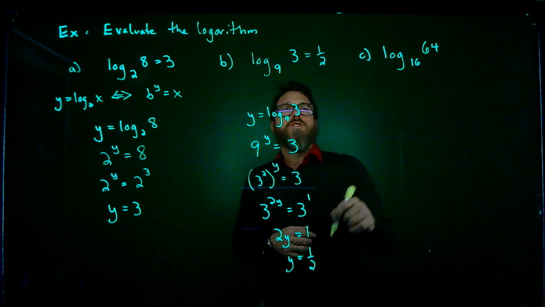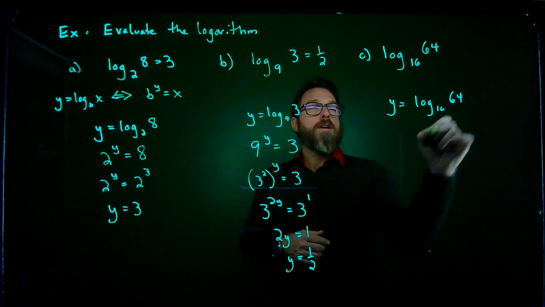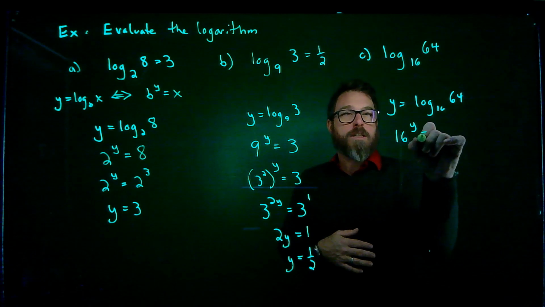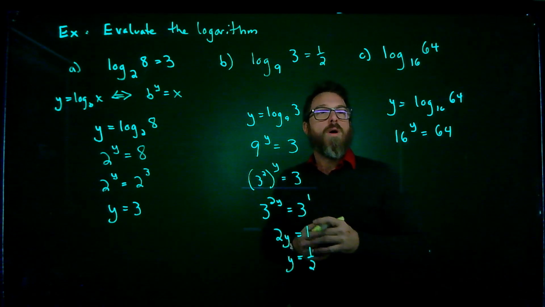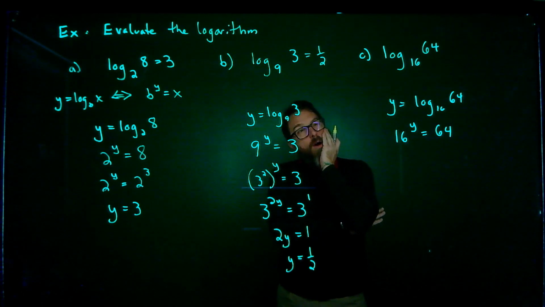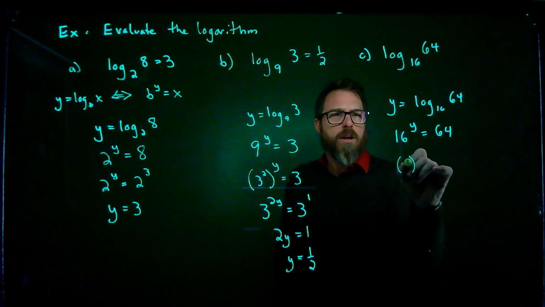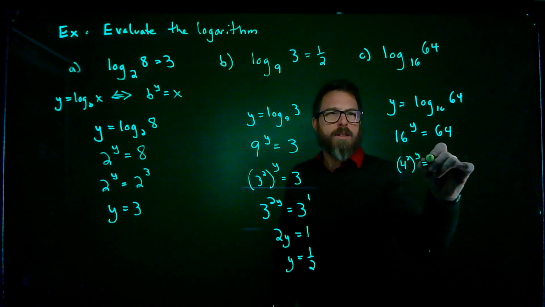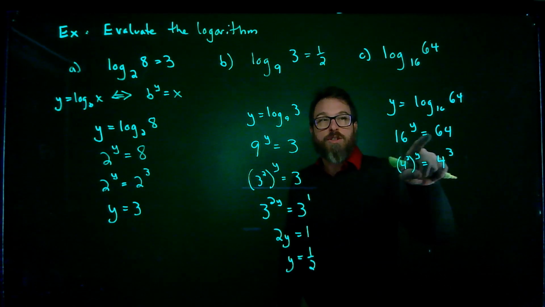All right, one last one. Very similar, I'm going to set this equal to y. y is equal to the log base 16 of 64. To rewrite it as its equivalent exponential, base 16, exponent y, because that's what the log is equal to. So the exponential will be equal to the argument, 64. So what's the common base now? We have some choices. We could use 2, we could use 4. Let's use 4. So 16 is 4 squared to the y, and 64 is 4 cubed. Now if I decided to do 2, this would be 2 to the 4th, and this would be 2 to the 6th.